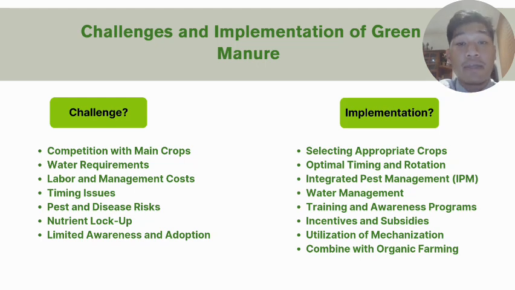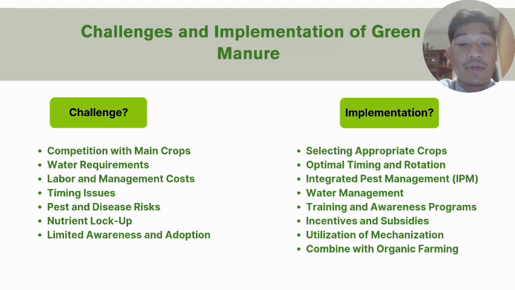Fourth is timing issue. Poor timing in planting or incorporating green manures crops can lead to delay planting of main crops, which affecting their growth cycle and yields. Fifth is pest and disease risk. Some green manures crop can harbor pests and disease that may affect subsequent crops.